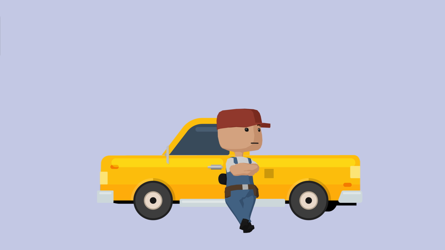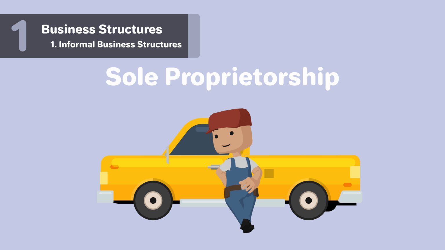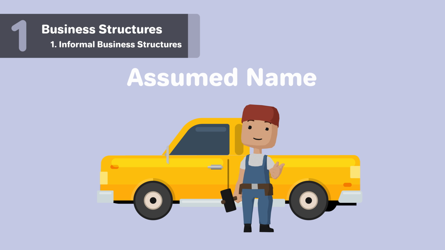Informal business structures. If you are operating under a sole proprietorship, your company must operate under the surname of the owner. In order to use a different name, the owner must file a DBA, or doing business as, also known as an assumed name, fictitious name, or trade name.